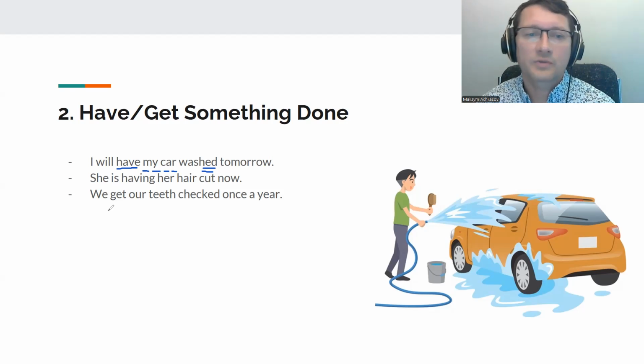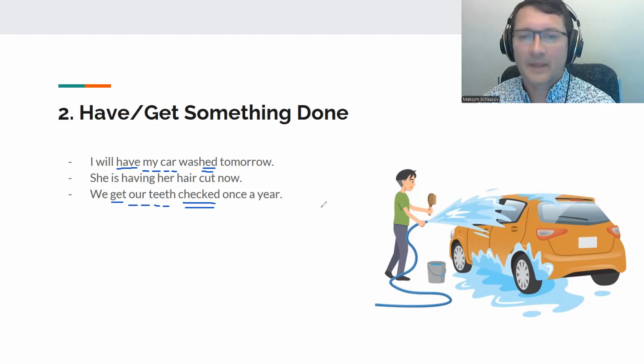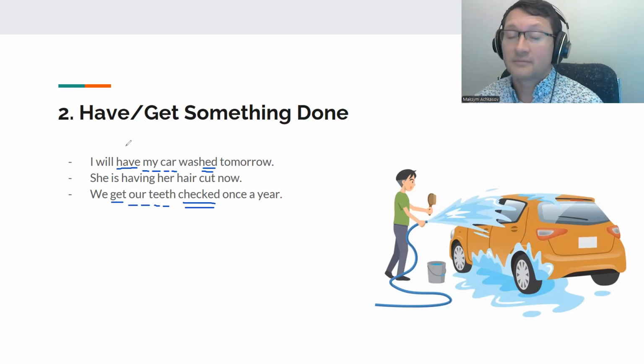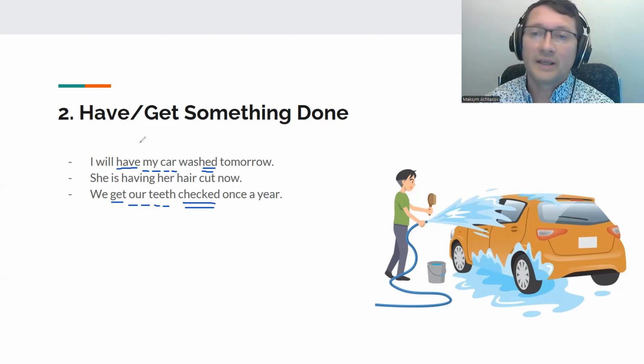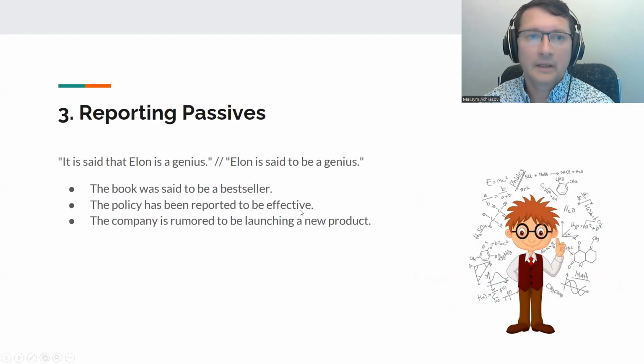Or the next one, we get our teeth checked once a year. To get something, that is, teeth checked. Okay, checked. And that is the structure. Again, a further passive structure. One of these structures: have or get something done. Okay. And now a bit further, let's move on to the third example.